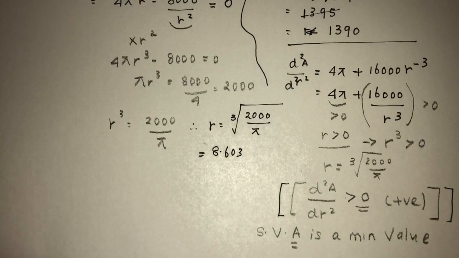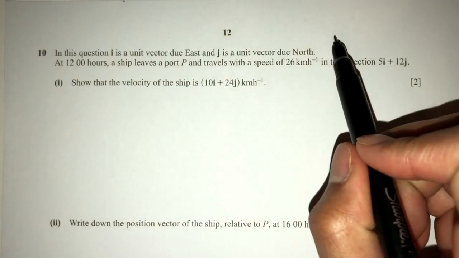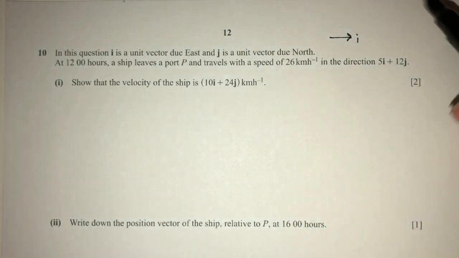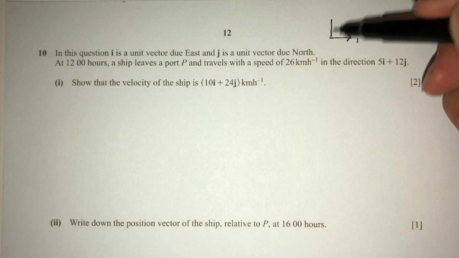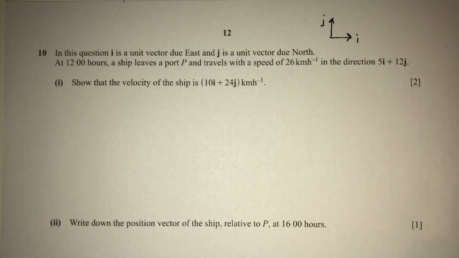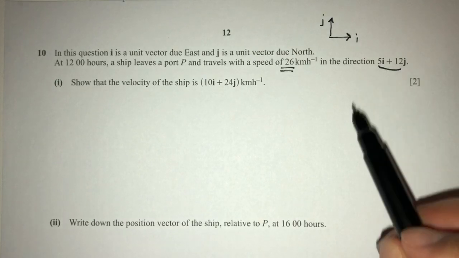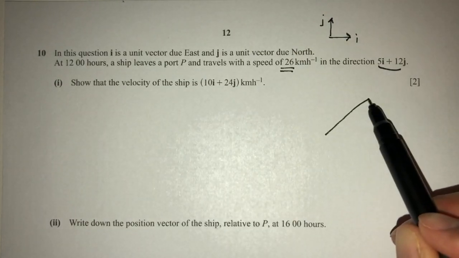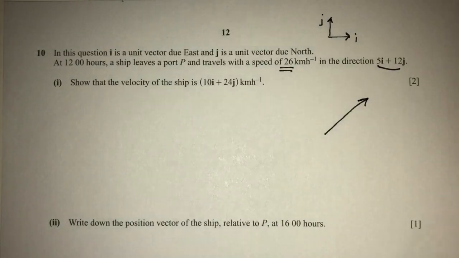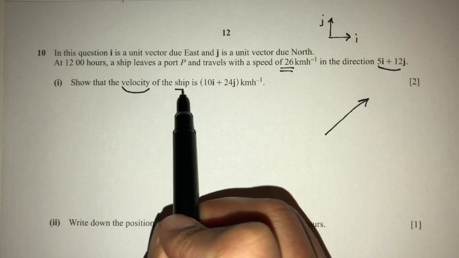Okay, as you can see, I always proceed step by step to question number 10. In this question, i is a unit vector due east, in this direction, and j will be due north. At 12 o'clock, a ship leaves port P and travels with a speed of 26 in the direction of this. So the direction 5i plus 12j will be somewhat like this, a straight line. Now we have to show that the velocity of the ship is given by this.